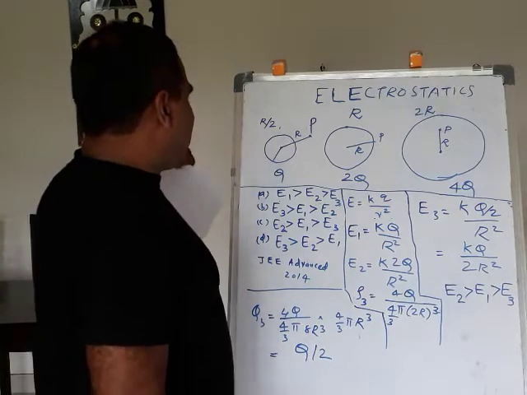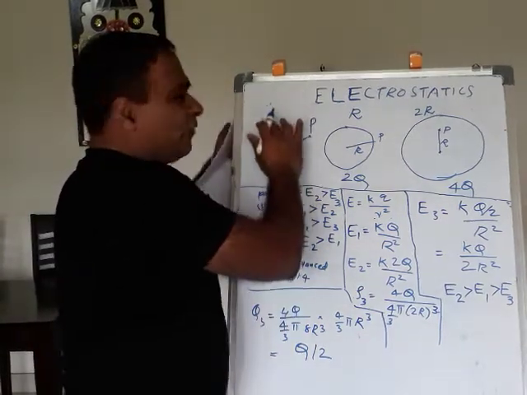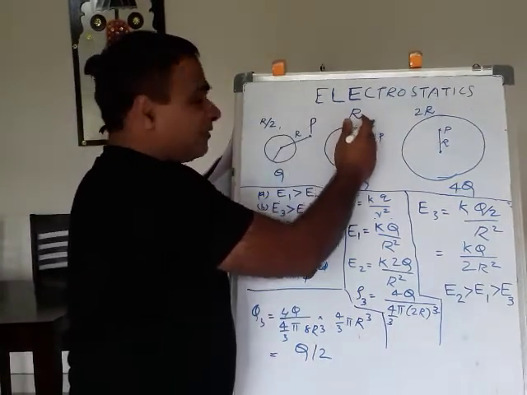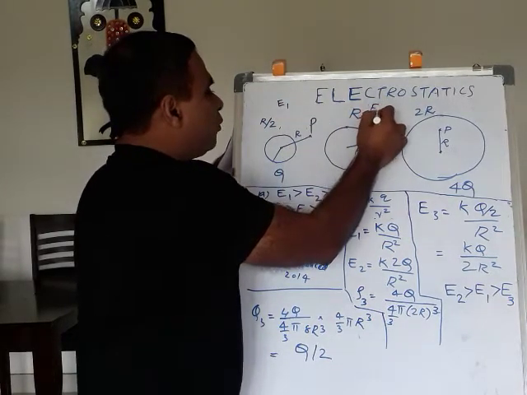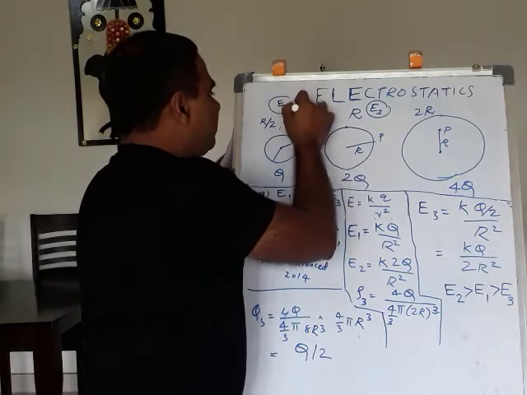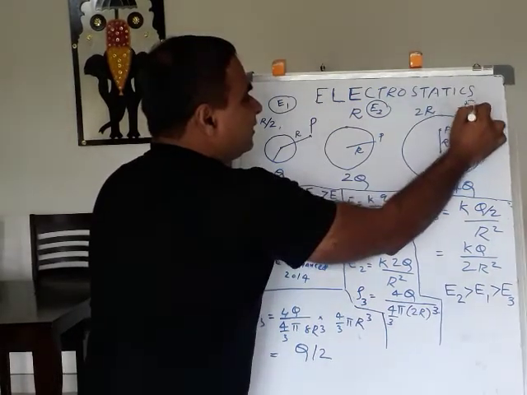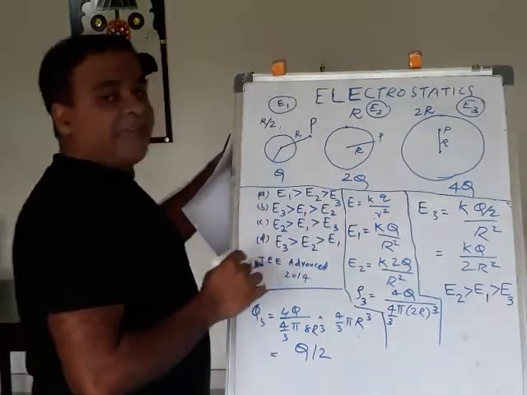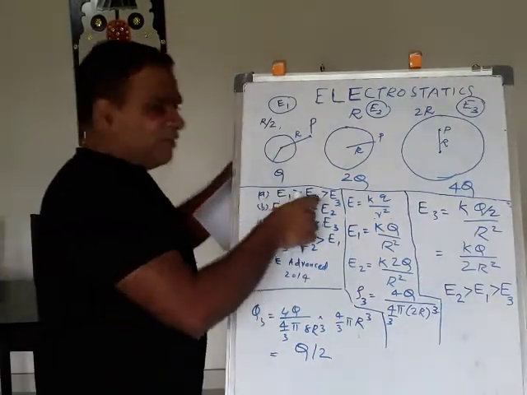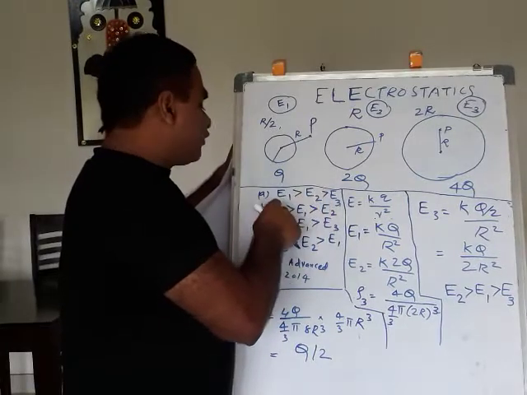So the electric field due to the first sphere is E1, due to the second sphere it is E2, and E3 for the third. So this is the question. Then they are asking which of the following statements is correct.